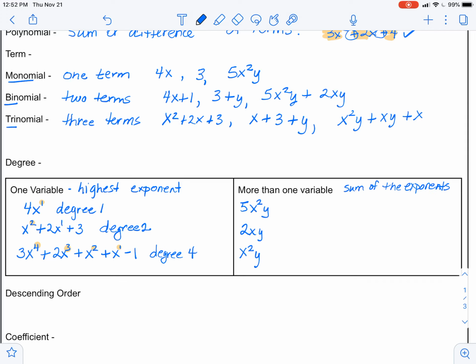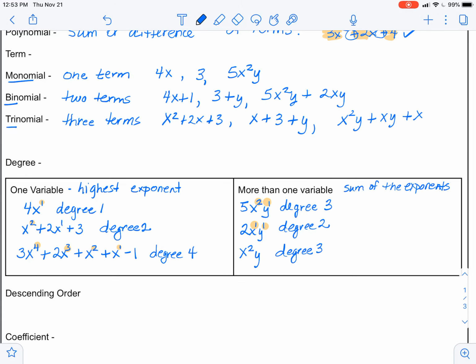Okay? So in this first one, again, that's an understood 1. So this would be degree 3, because I'm going to add up the 2 and the 1. I get a 3. This one, again, understood 1's here. So I'm going to add 1 and 1, and I'm going to get degree 2, okay? And then my last one would be a degree 3.